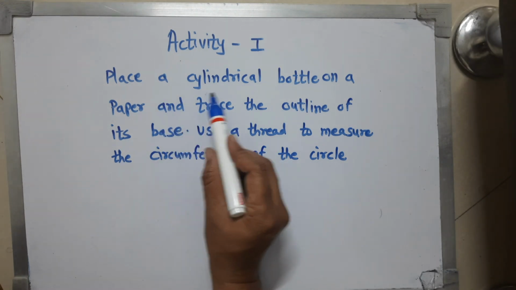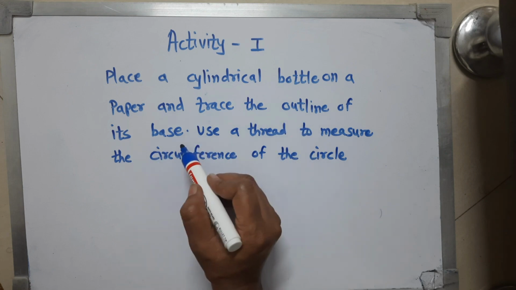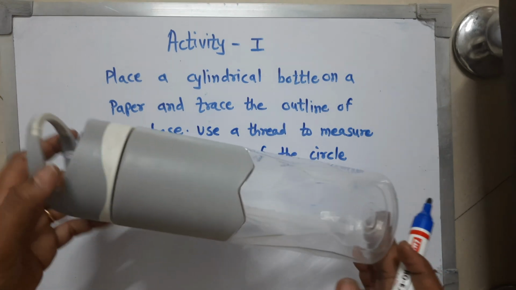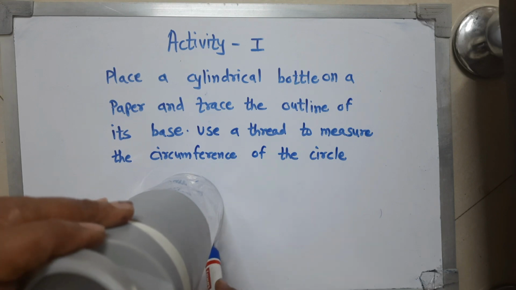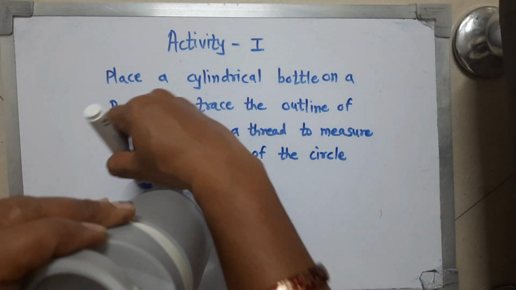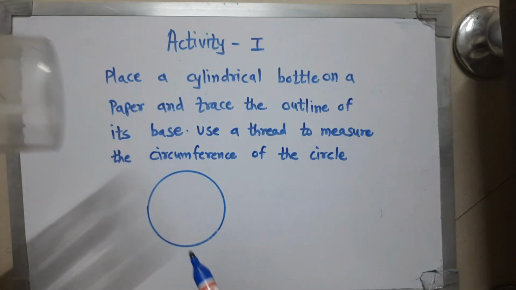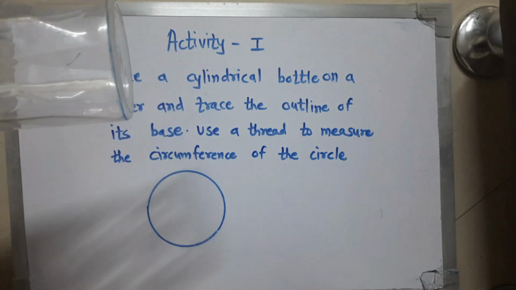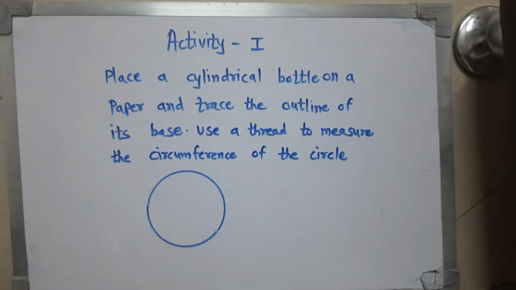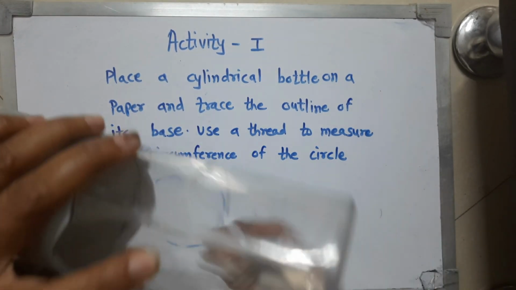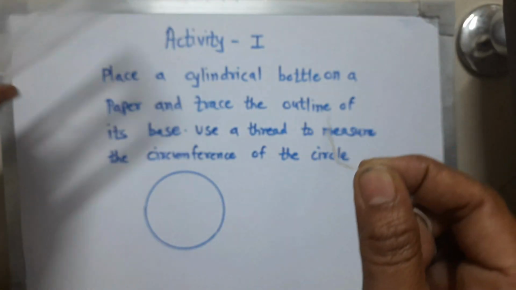Activity 1. Place a cylindrical bottle on a paper and trace the outline of its base. Use a thread to measure the circumference of the circle. I took a cylindrical bottle of water and drew a circle. This is the outline of the bottle base. I take a thread to measure the circumference of the bottle.